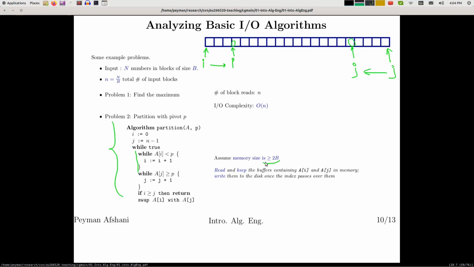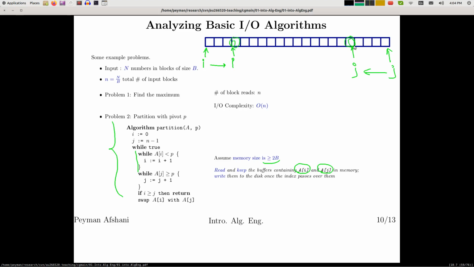And in practice, the block size typically is on the order of kilobytes, maybe at most a megabyte, whereas obviously nowadays we have much more RAM than that. So the assumption that the memory size is at least some constant factor of the block size is quite reasonable. But assuming that, then I can afford to have 2 blocks in the memory. So I need to have the 2 blocks containing the element A[i] and the element A[j] in the memory. Okay, so assume that this block and this block are kept in the memory.